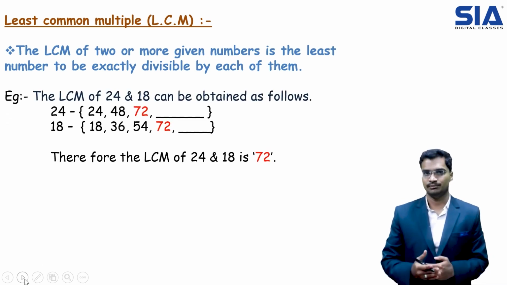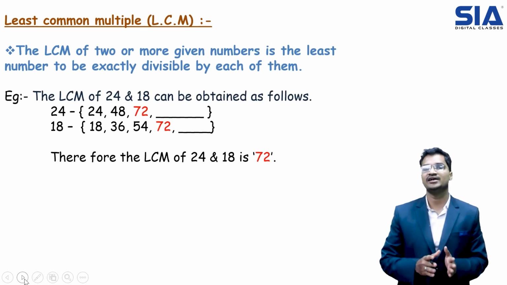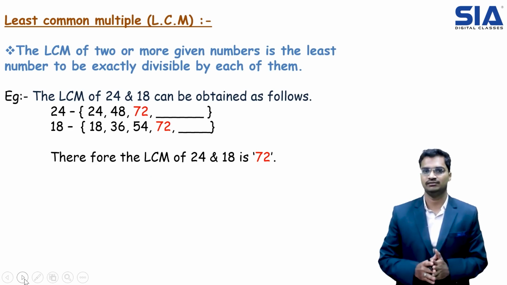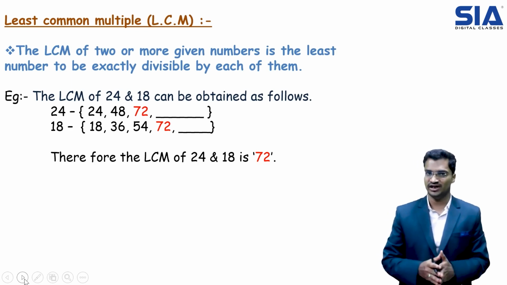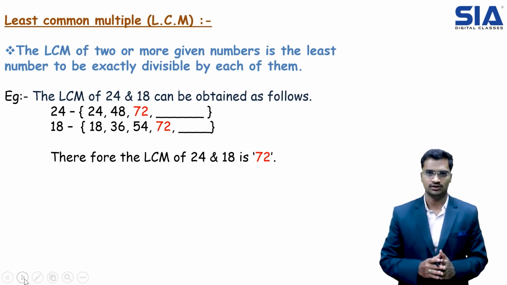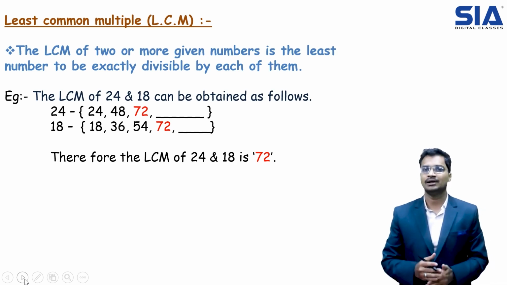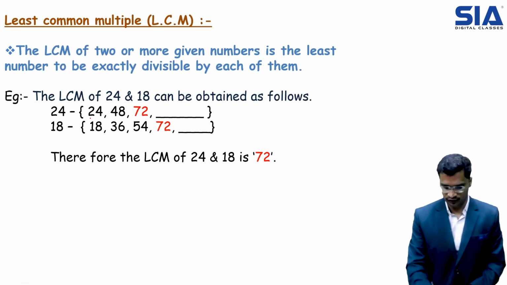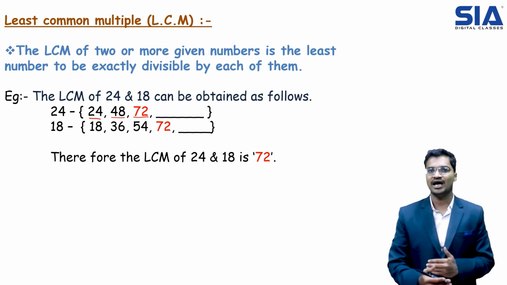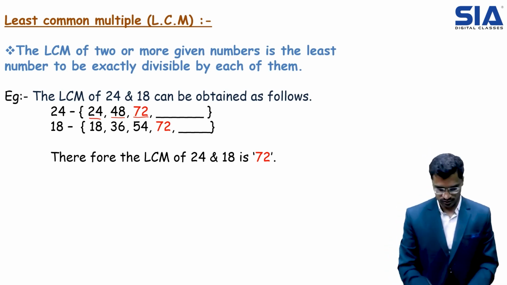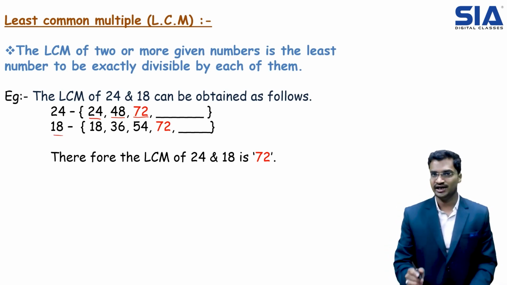For example, I have a question which says find the LCM of 24 and 18. What I have to do is write the multiples of 24 and also the multiples of 18. When I start writing the multiples of 24, I get 24, 24 twos 48, 24 threes 72. In the same way, I have to write the multiples of 18 also: 18, 18 twos, 18 threes.